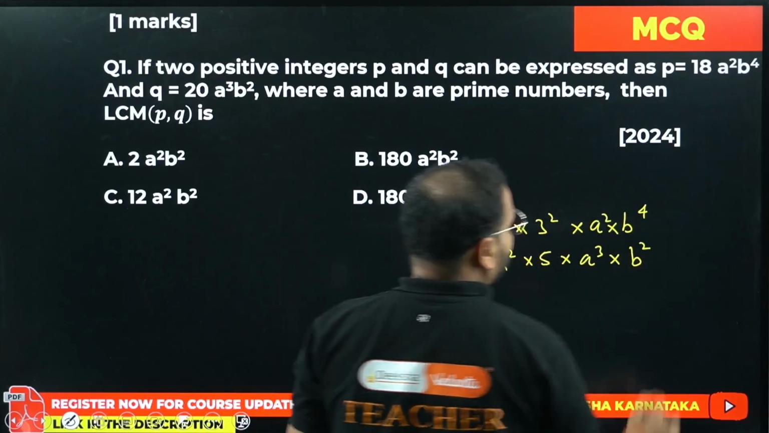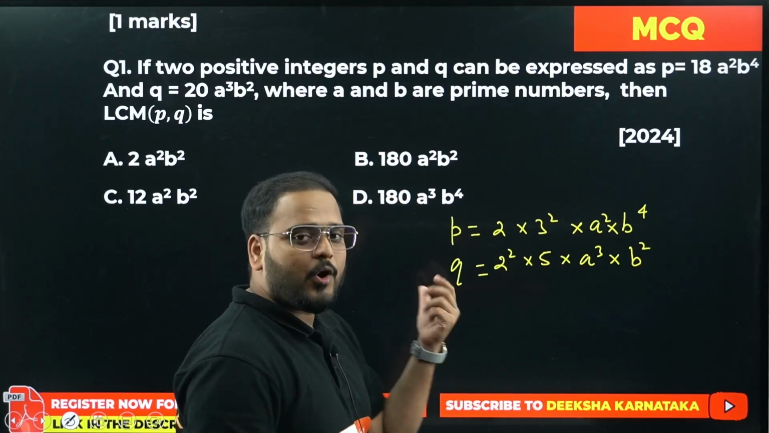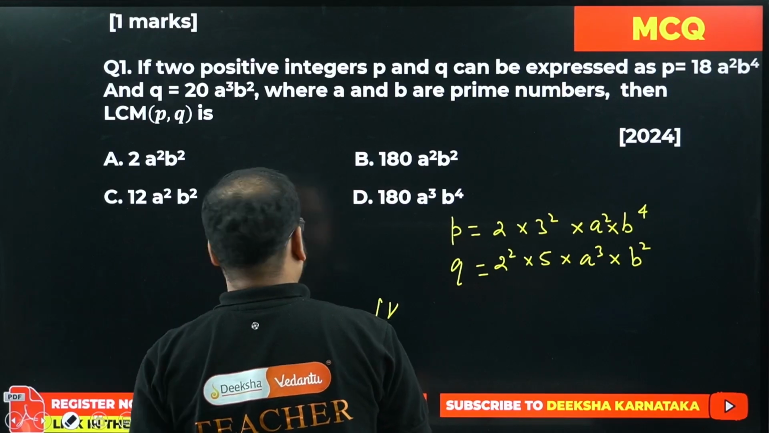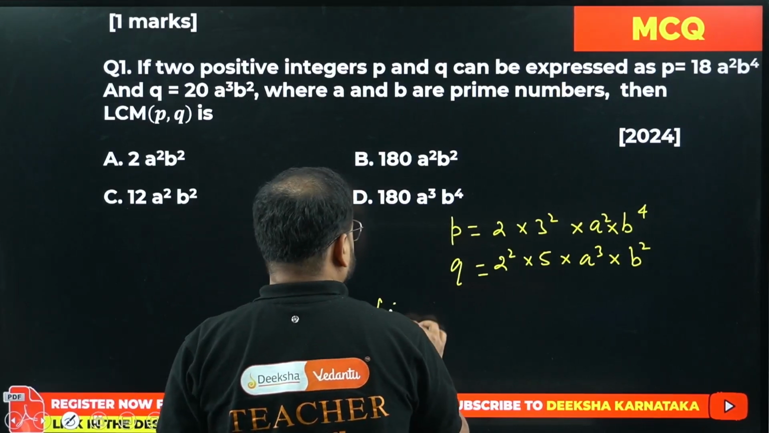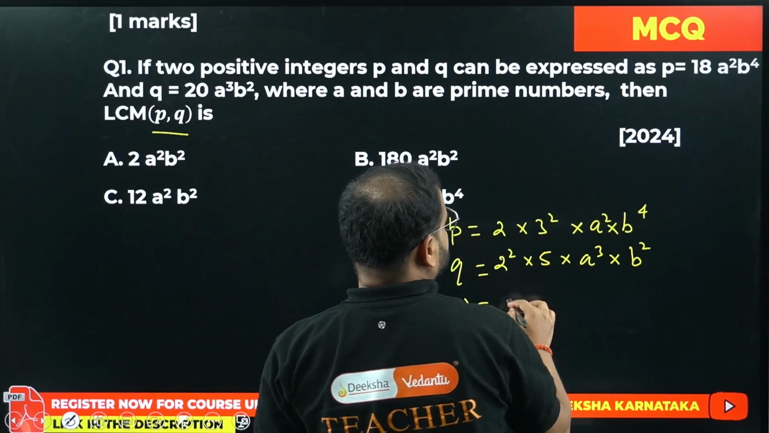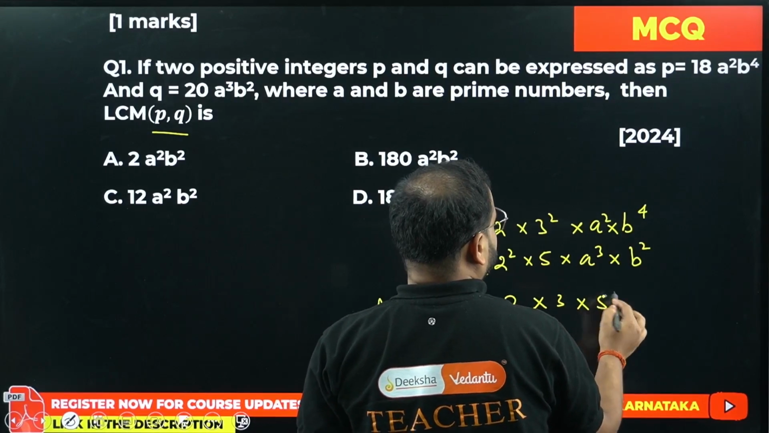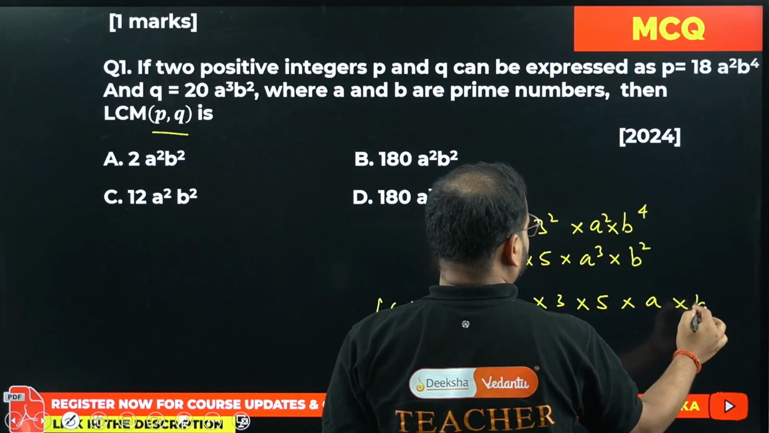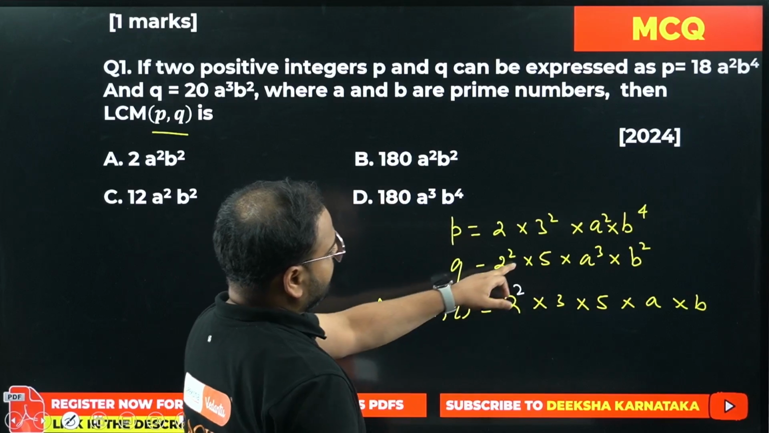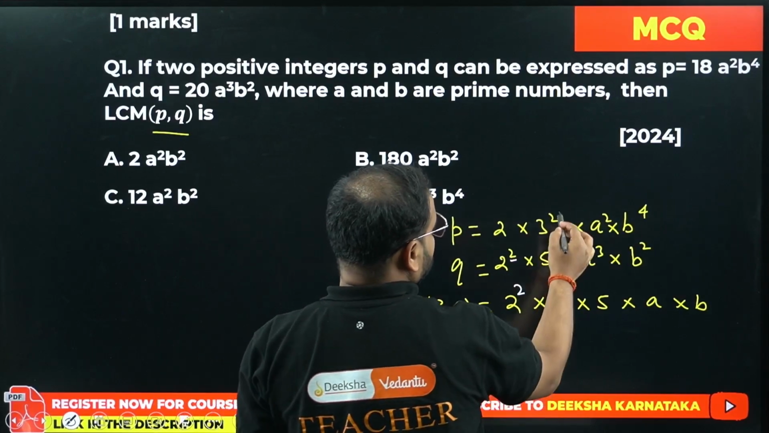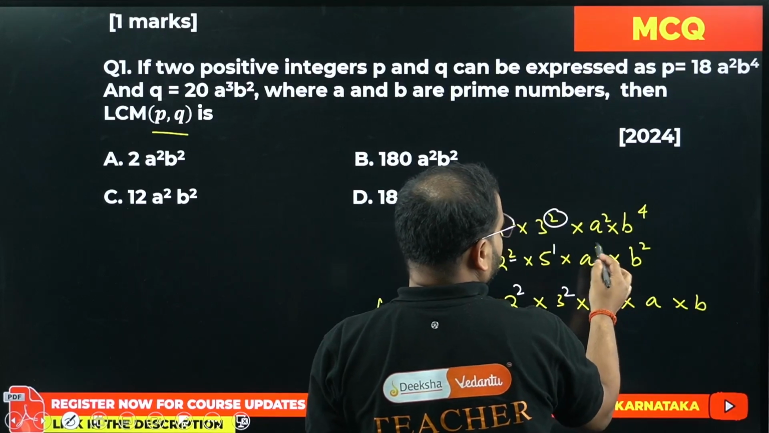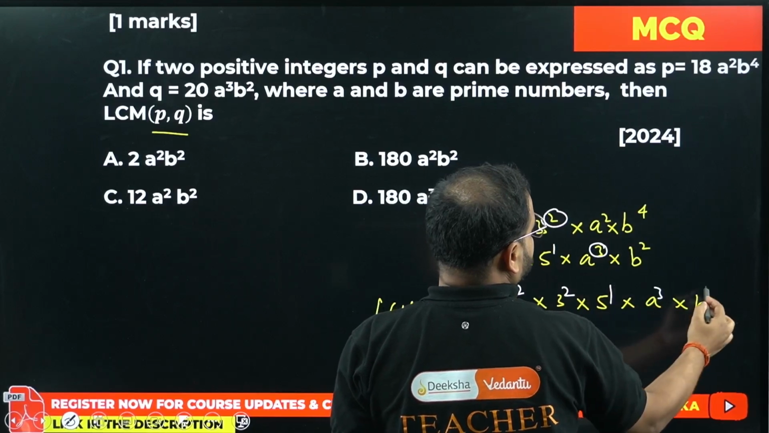If you remember, what did I teach you for LCM? You have to take all the factors with their highest powers. So for the LCM of P and Q, all the factors, meaning 2, 3 and 5, a and b, with their respective highest powers. For 2 I have the highest power as 2. Have a look over here. For 3 I have again 2 over here, so 2. For 5 I have only 1, so I'll put 1. For a I have 3, so I'll put 3. For b I have 4, so I'll put 4.